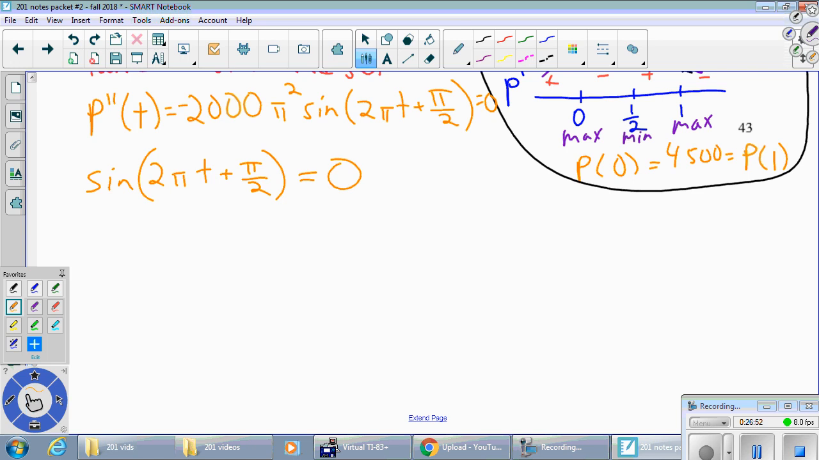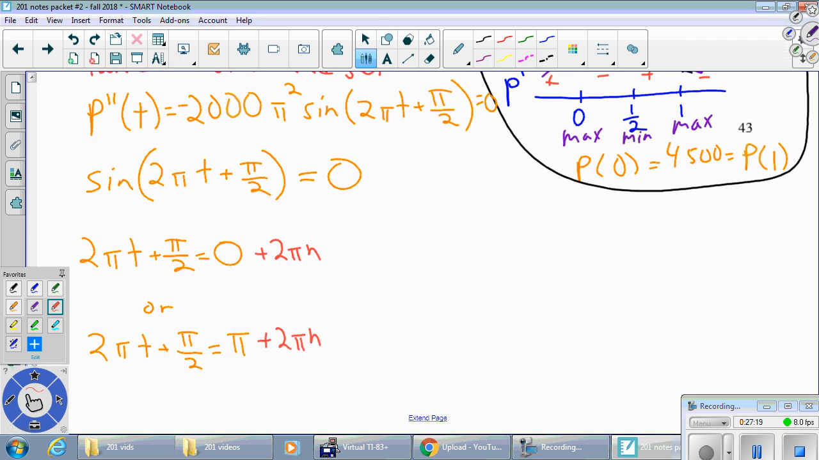And those 2 spots are the 0 angle and the pi angle, the far right-hand point on the circle and the far left-hand point. So from the unit circle, either 2 pi t plus pi over 2 is the 0 angle, or 2 pi t plus pi over 2 is pi. Those are our 2 spots, but those are just representative of the infinite family of spots. So this is the moment we do the plus 2 pi n on both, and then we'll solve these 2 equations. Okay, so in the first equation, we're going to subtract the pi over 2. 2 pi t equals negative pi over 2.